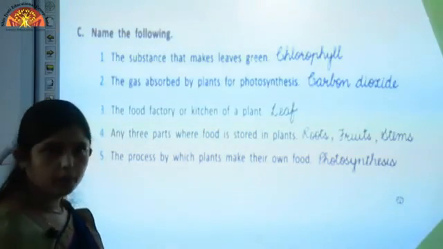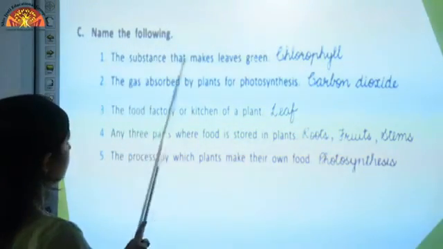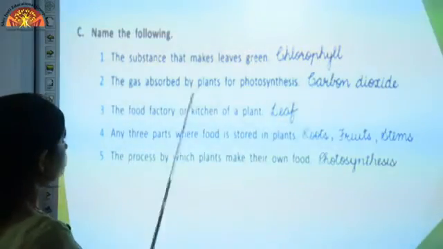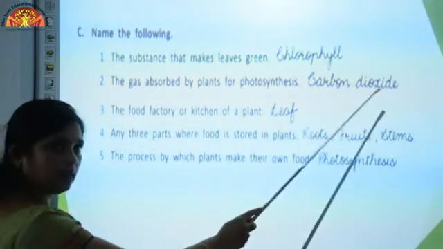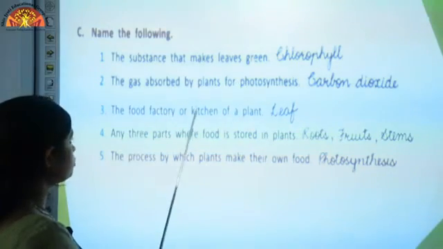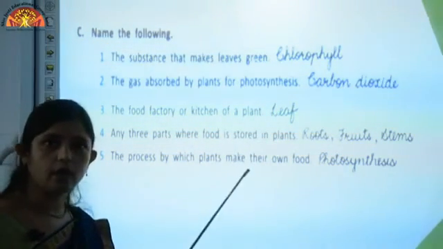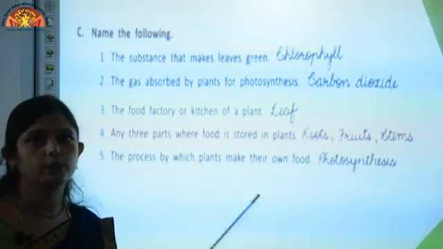It's on the same page, page number 53. Name the following. The substance that makes leaves green, it is chlorophyll. The gas absorbed by plants for photosynthesis, carbon dioxide. Then the food factory or kitchen of a plant is leaf. Students, here leaf is called as food factory of a plant or kitchen of the plant because food is prepared at leaves.